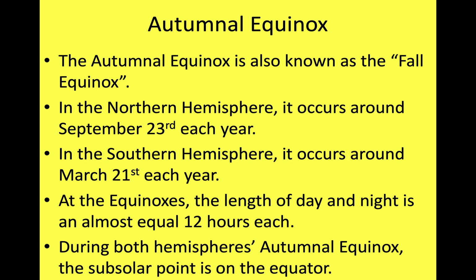Okay, you're starting to see this pattern I've been explaining over and over again. All right, at the equinoxes, again, the length of day and night is an almost equal 12 hours each. And during both hemispheres' autumnal equinox, just like the vernal equinoxes, the subsolar point is on the equator. Okay? And again, just to be thorough, when we're having the autumnal equinox here in the northern hemisphere, at that very same time, the southern hemisphere will have its vernal or spring equinox. Okay? So just remember, whatever season it is here in the northern hemisphere, it's the opposite season in the southern hemisphere.